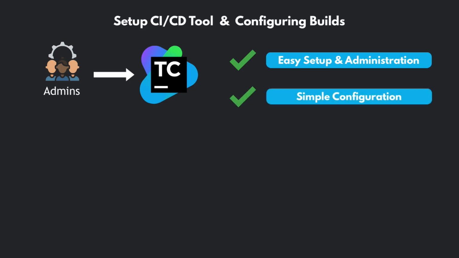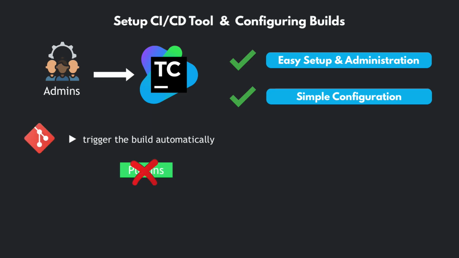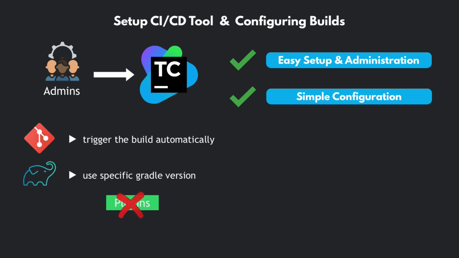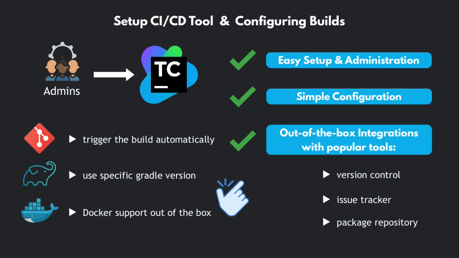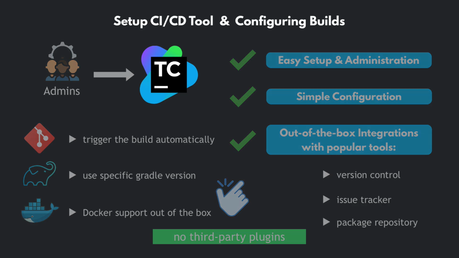Now, the main advantage of TeamCity is that the setup and administration is way easier. So if you want to set up a webhook for automatic build triggering, for example, you don't need a plugin for that. You get that out of the box. Or you want to use Gradle with a specific version for your project, no need to configure it, you can simply use it in your project. Or you want to connect to a Docker registry or Slack account, simply add a connection to your project and you can use it in your build configuration. And most of the common configuration steps that I mentioned are already built in. So you don't need any external plugins or third-party add-ons to use them.